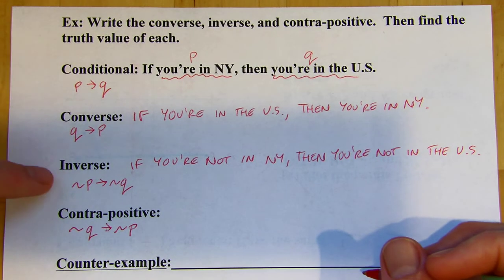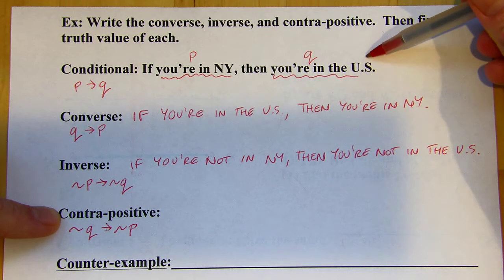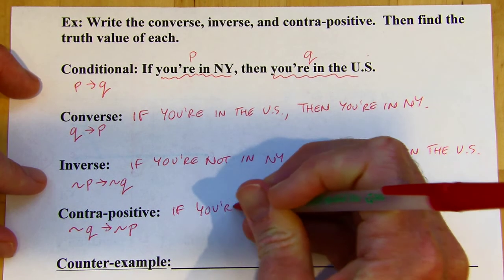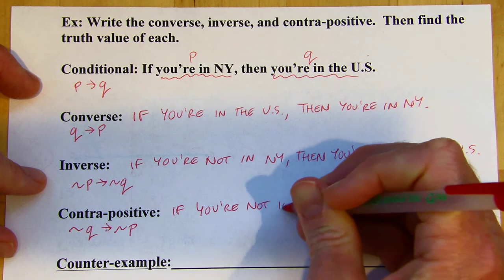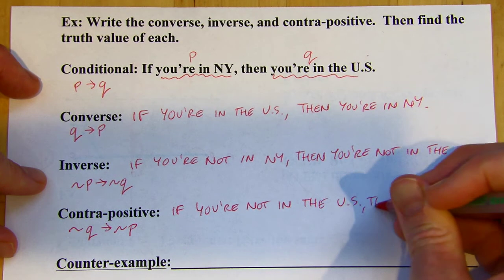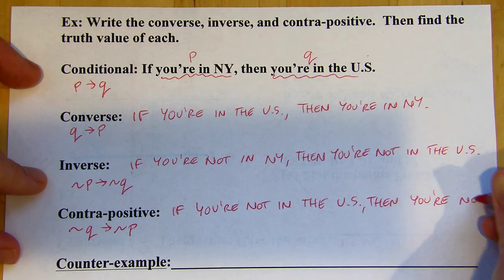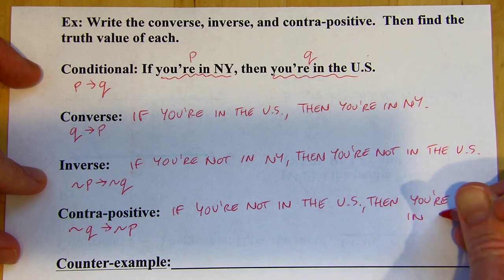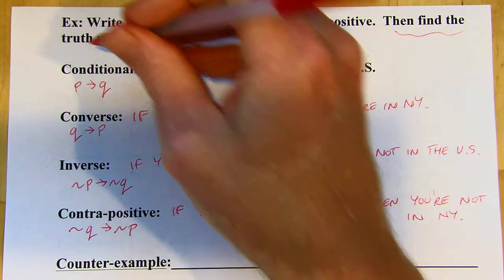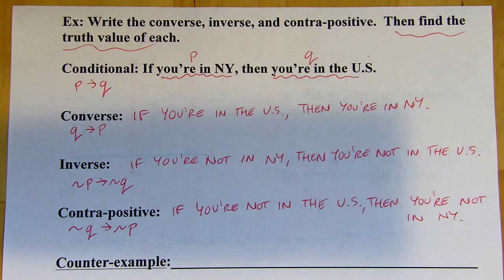Okay, all right. And then we've got contrapositive where we switch and negate. So I'm going to say if you're not in the US, then you're not in New York. Okay, so there's those four. And then the second part of this, find the truth value of each.